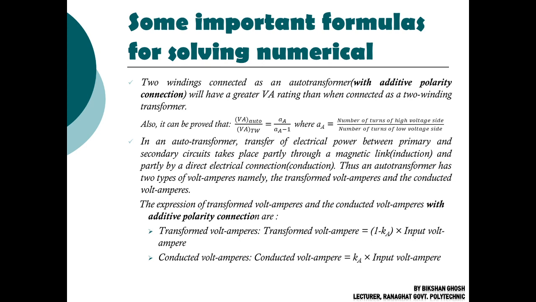Okay. Now here the input volt ampere corresponds to the volt ampere rating of the autotransformer which we have got by connecting the two-winding transformer as an autotransformer, where k_a is equal to the reciprocal of a_A, that is k_a is equal to the number of turns of the low voltage side of the autotransformer by the number of turns of the high voltage side of the autotransformer. So with the help of these formulas we can easily find out the amount of volt amperes getting inductively transferred from primary to secondary and directly conducted from primary to secondary.